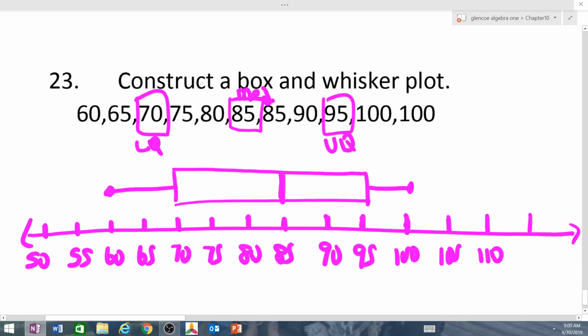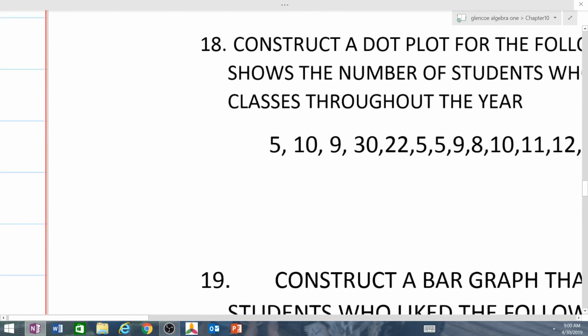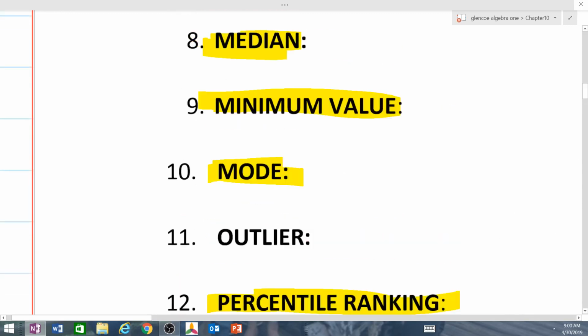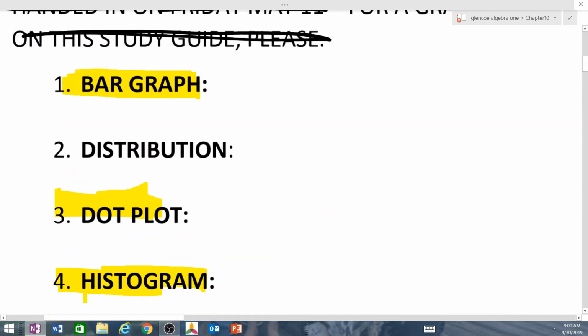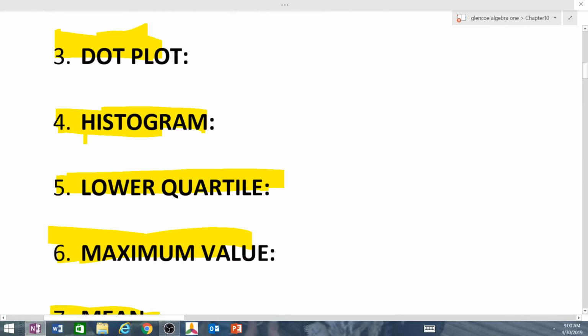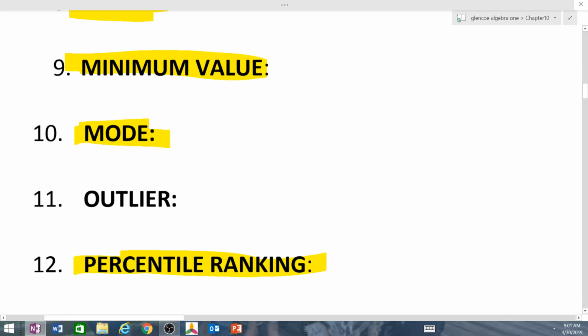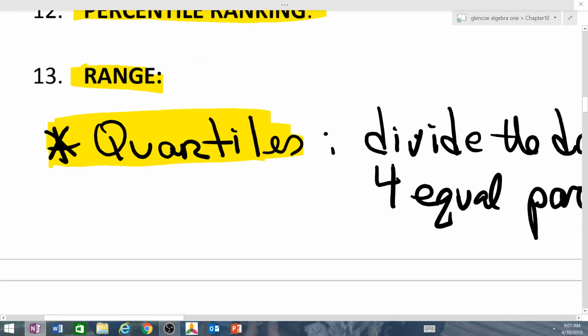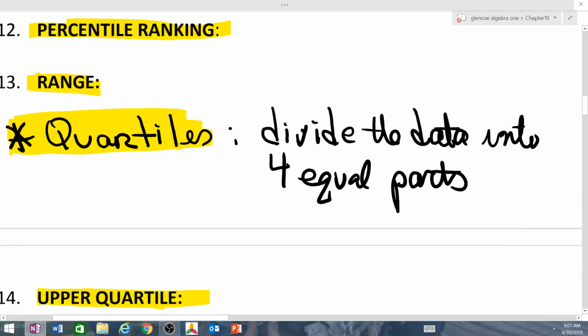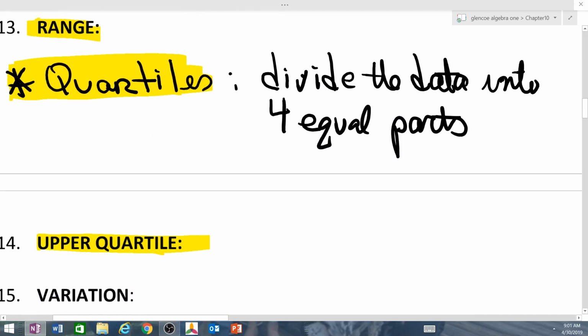Hey guys, I hope you've enjoyed this review for your test tomorrow. It is extremely comprehensive. Please let me go on record as saying, you must know all of the vocab. Make sure you know the following words: bar graph, dot plot, histogram, lower quartile, maximum value, mean, median, minimum value, mode, percentile ranking, range. And remember that a quartile divides the data into 4 equal parts. Also know upper quartile.